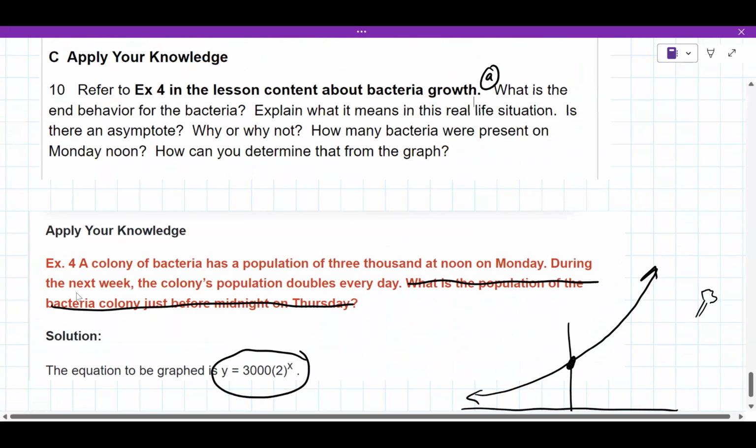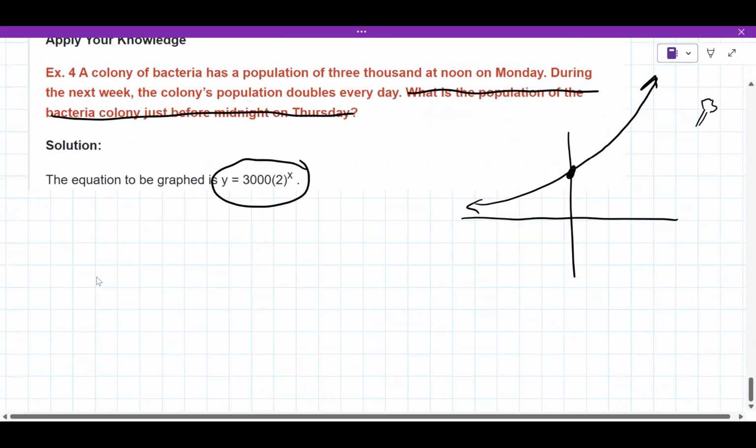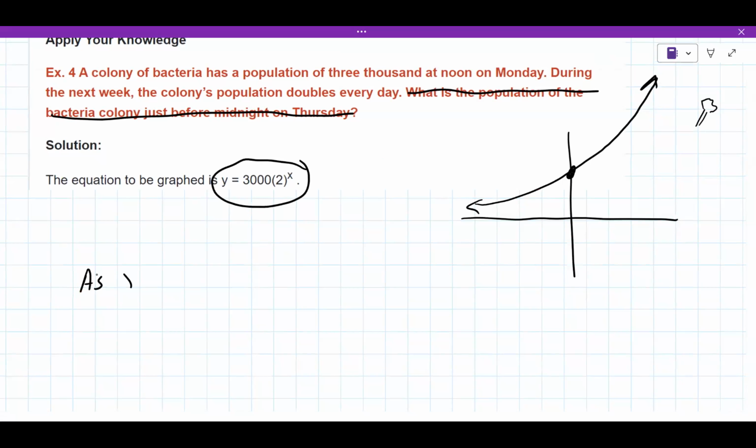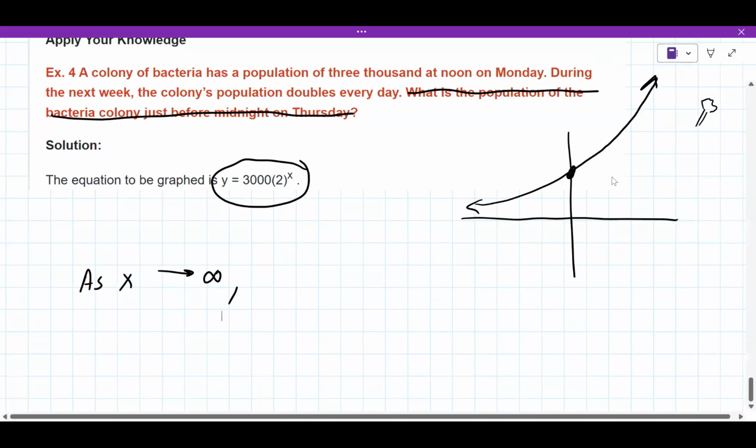What is the end behavior for the bacteria? So we would say as x goes to infinity, so as you traverse the curve to the right, what happens to the y values? The y values get bigger.